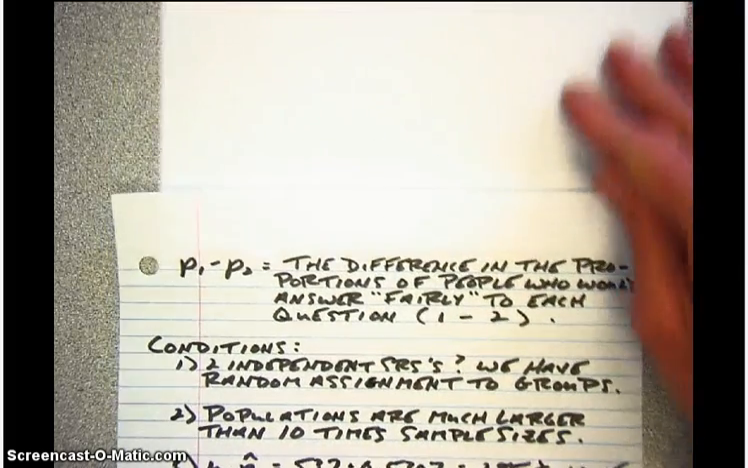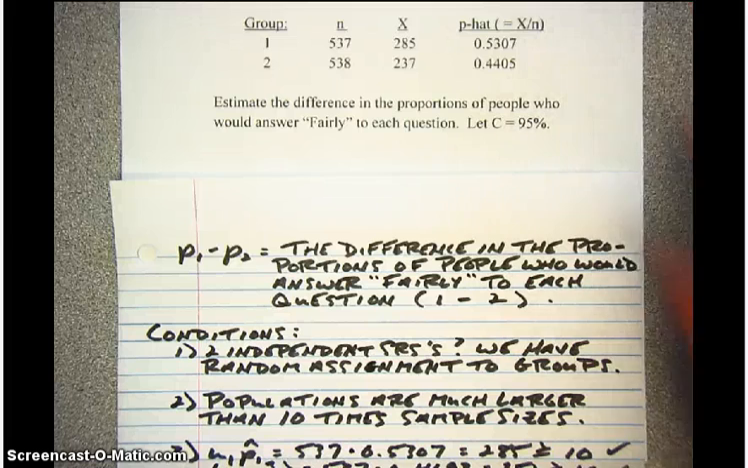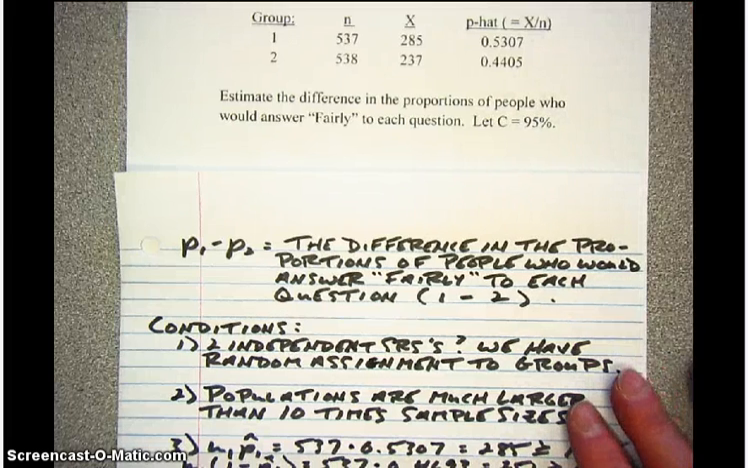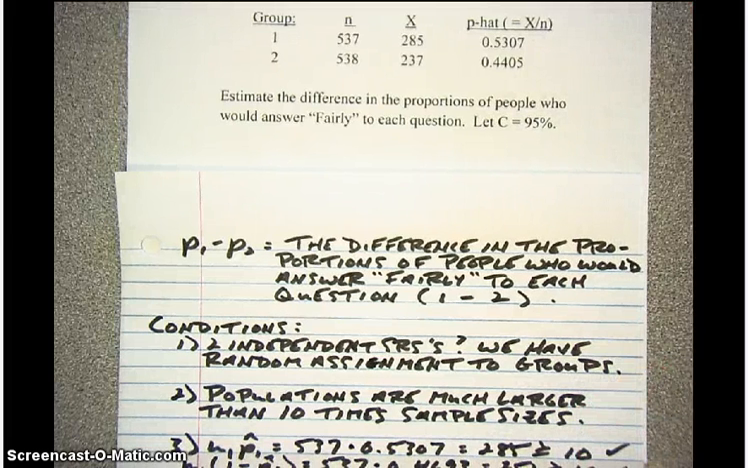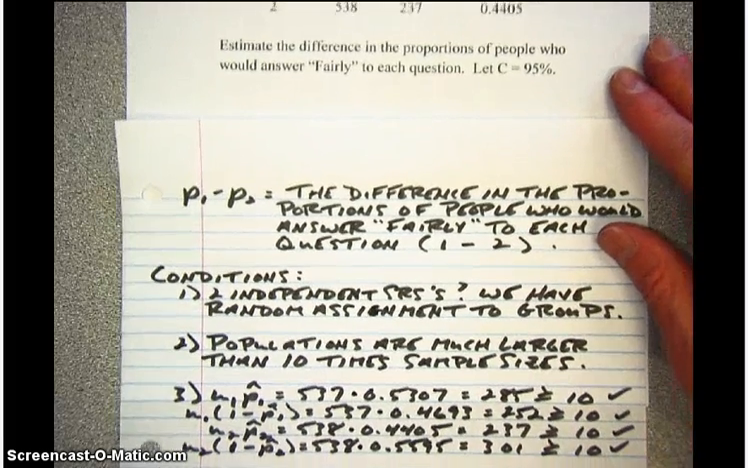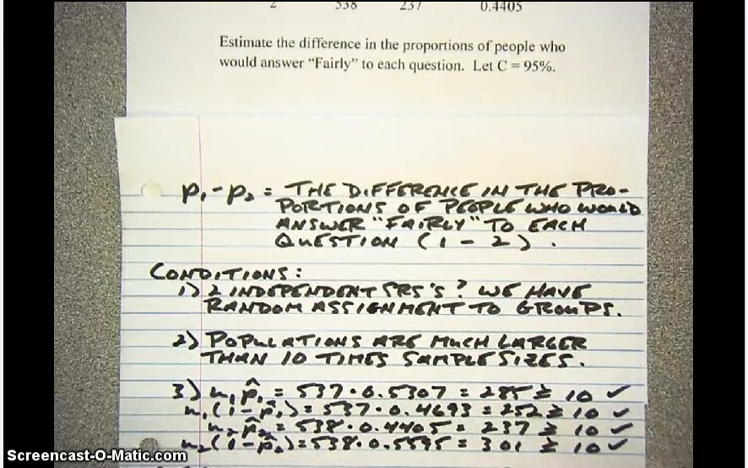First, we define what we're looking for. The difference, p1 minus p2, is the difference in the proportions of people who would answer fairly to each question. That's question 1 versus question 2. As far as the conditions go, we have two independent simple random samples based on random assignment to treatment groups. This is an experiment, and when you have random assignment to groups, that usually satisfies the first condition.